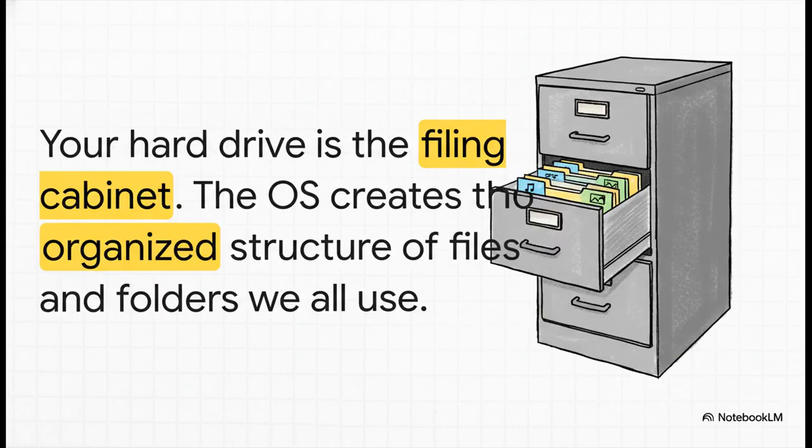And that brings us to our third and final major department, file management. So if your computer's RAM is the desk, then your hard drive or SSD is the massive filing cabinet in the corner of the room. It's where you store absolutely everything for the long term.